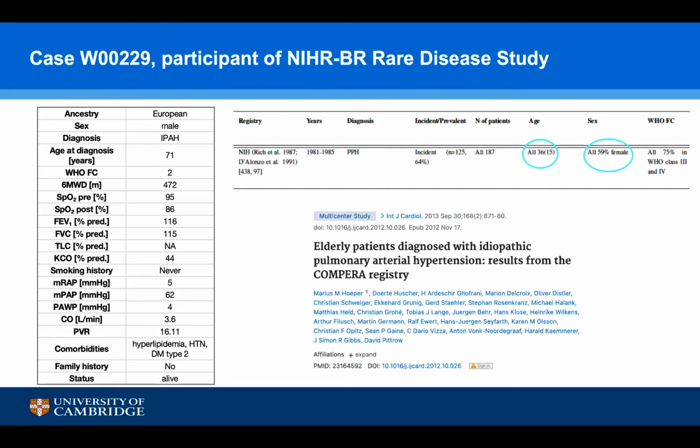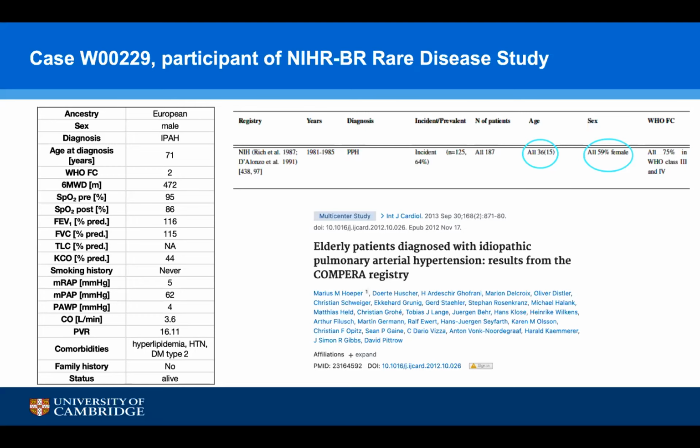So now I would like to show you one of our participants, a 71-year-old gentleman of European descent, diagnosed with idiopathic pulmonary arterial hypertension. He presented in WHO class 2 with preserved 6-minute walk distance, although he significantly desaturated on exertion. He had severely deranged hemodynamics but normal lung volumes, and, typically for patients with PAH, very low KCO. He didn't have any family history of PAH at the time of inclusion to the study, but had multiple comorbidities typical for his age.